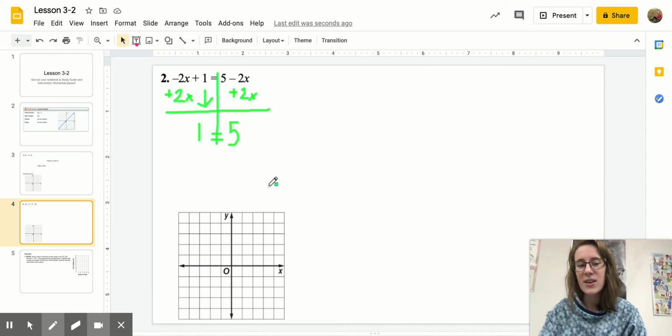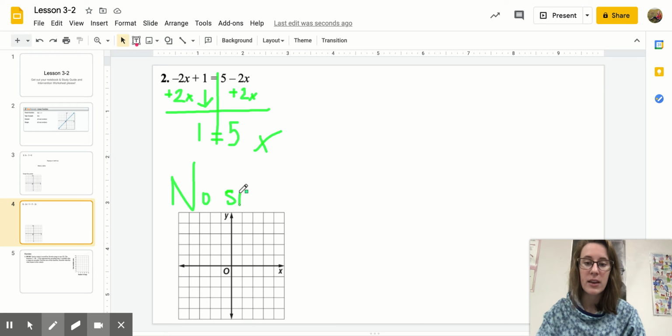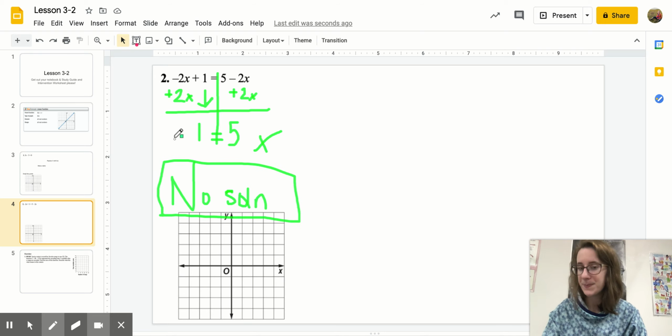I'll remind you that we've seen problems like this before, and because 1 does not equal 5, that is not true, we would say no solution. If it was 1 equals 1, it could work, and we would say there's infinitely many solutions, but here there's no solution.